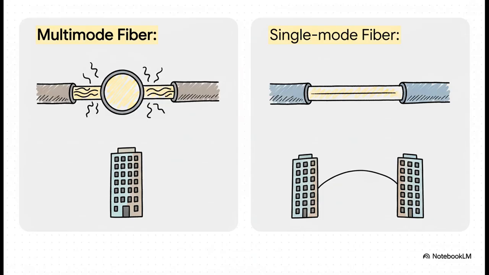First up is multi-mode fiber. It has a slightly wider core and usually uses a simple LED as the light source. The light kind of bounces around inside, which limits its distance. It's cheaper and perfect for connecting, say, different floors in the same building.